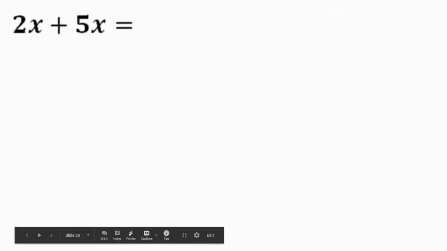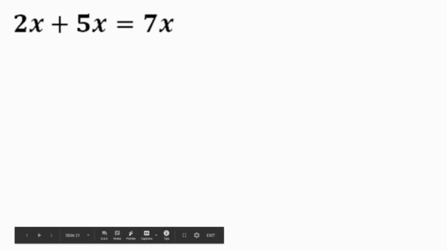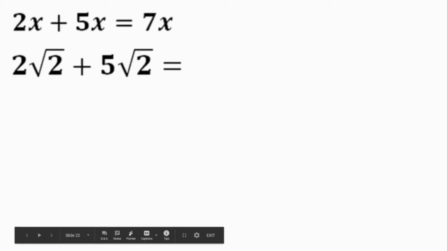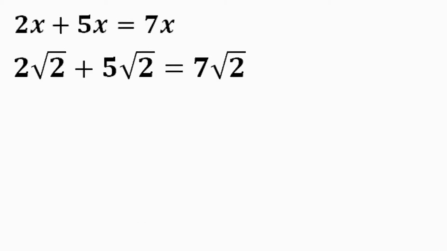To add and subtract radicals. Well, you know how we have 2x plus 5x, that's going to equal 7x. So if we have 2 radical 2 plus 5 radical 2, that's going to equal 7 radical 2. It behaves the same way, but they have to be like radicals.